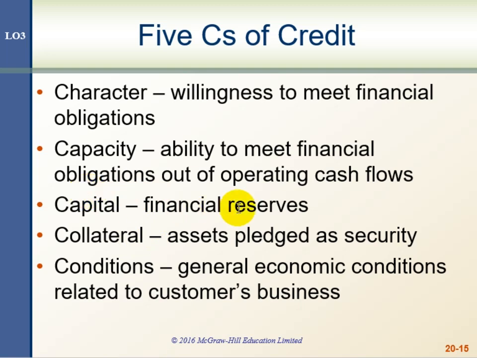Capital would refer to whether they have financial assets that you can use as collateral, I guess I'm using that term here, but as security for the business. So even if they aren't generating cash flows right now, they could sell some of these financial assets and pay you. Collateral is stuff that they have that you could actually take and sell in settlement of the debt. So collateral refers to physical assets, and you can use that as security. And then the economic conditions.